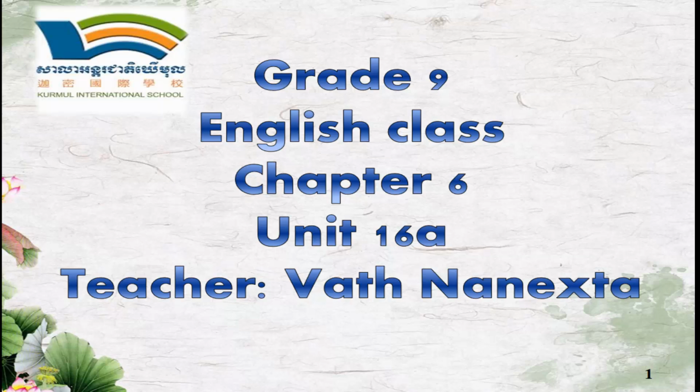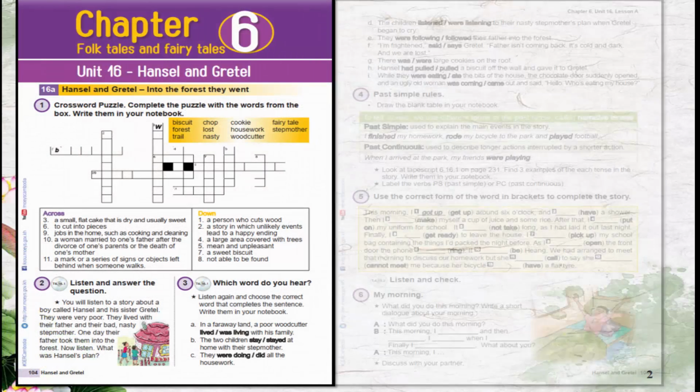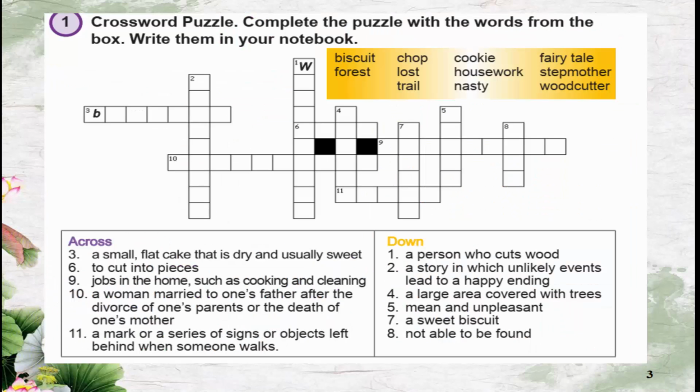Today we move on to chapter 6, unit 16a, which is on page 104 and 105. So let's start with part 1. In part 1 we have a crossword puzzle. You have to complete the puzzle with the words from the box.